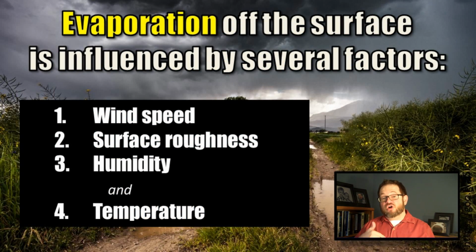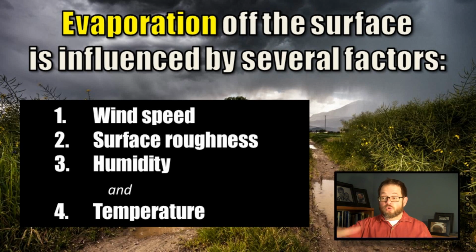Now, evaporation off the surface of the ocean is in fact affected by lots of different factors. Probably not all that surprisingly, it's affected by wind speed. The faster the winds are blowing, the faster evaporation is happening. It's a little bit more surprising that the roughness of the surface of the ocean matters a great deal in determining the amount of evaporation. Roughness and wind speed are often related, but the rougher the ocean is, the more effective it is at transferring water from the liquid state in the ocean to the atmosphere.